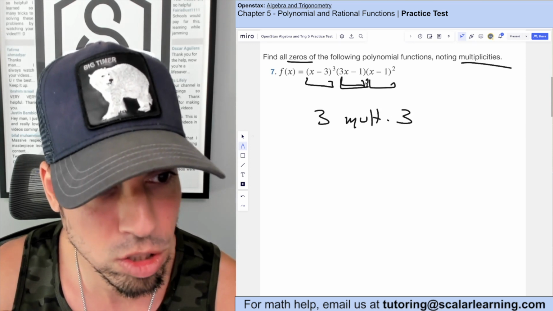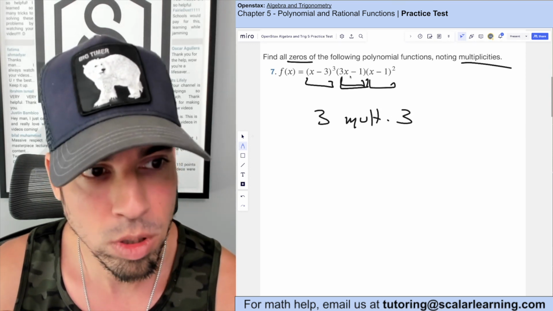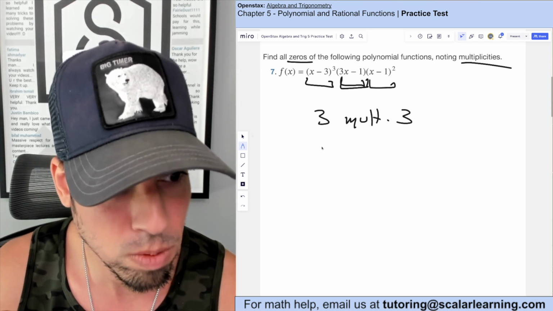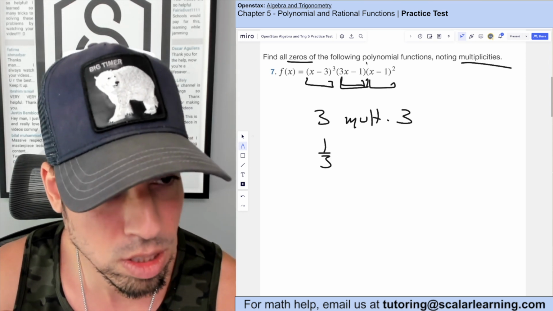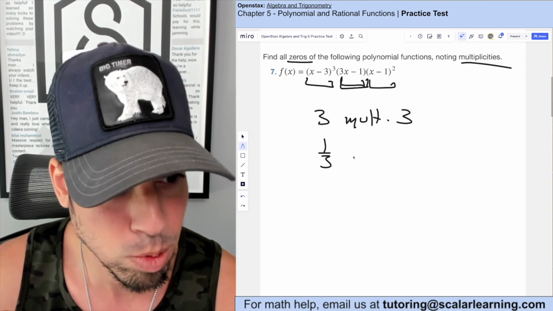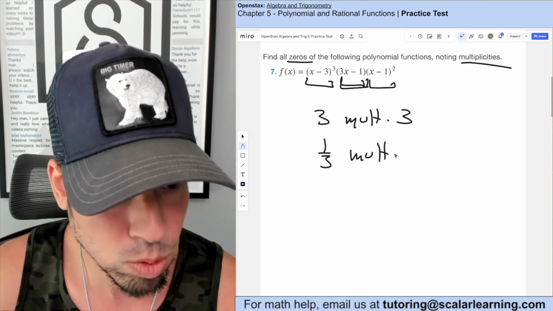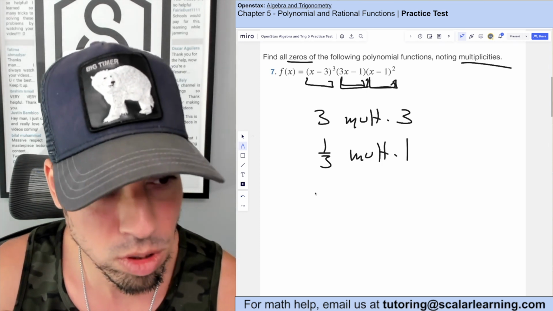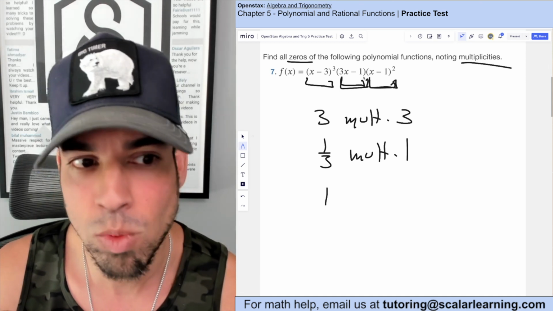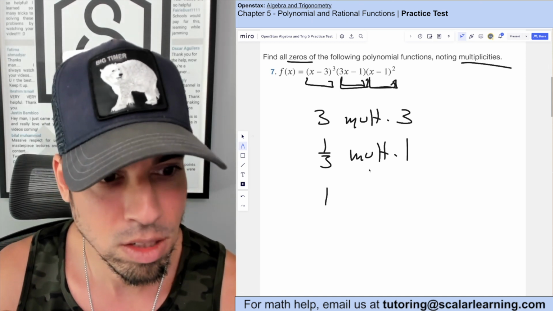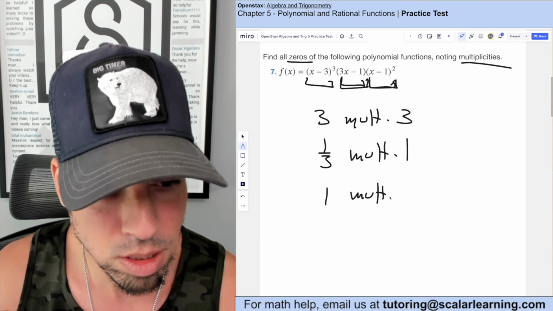In here, what's going to zero this out? It's going to be 1/3. 1/3 times 3 is 1 minus 1 is 0. So 1/3, and since there's an invisible 1 as an exponent, the multiplicity is simply 1. Last but not least, what's going to zero this out? That's going to be positive 1, right? 1 minus 1 is 0. And since it's squared, it's going to have a multiplicity of 2.